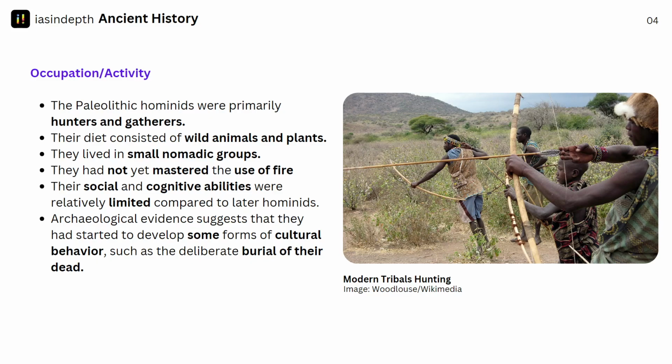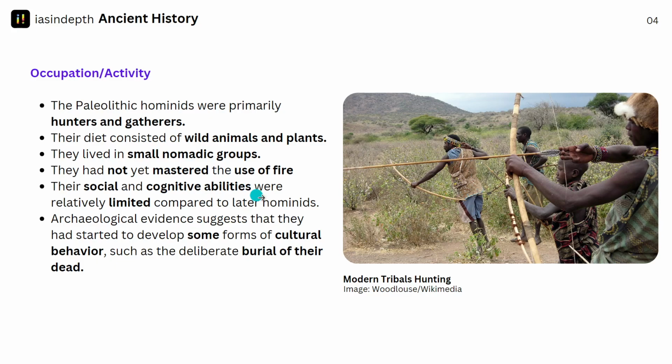They do not know how to farm. They were not agriculturalists. They were hunters and gatherers, so primitive people, right? And they don't know how to create fire, so they don't know how to cook food using fire. So they used to eat food in the raw way. So they used to take raw meat, and their social and cognitive abilities were not well developed compared to later hominids or later human beings.